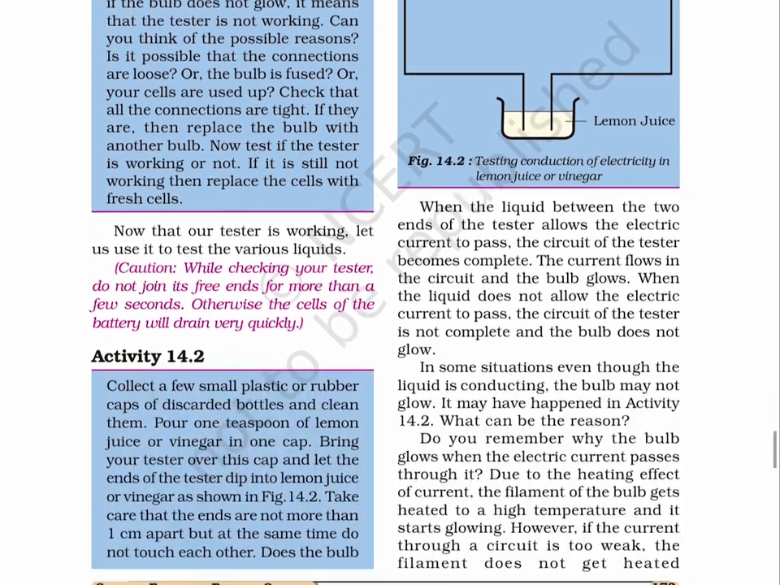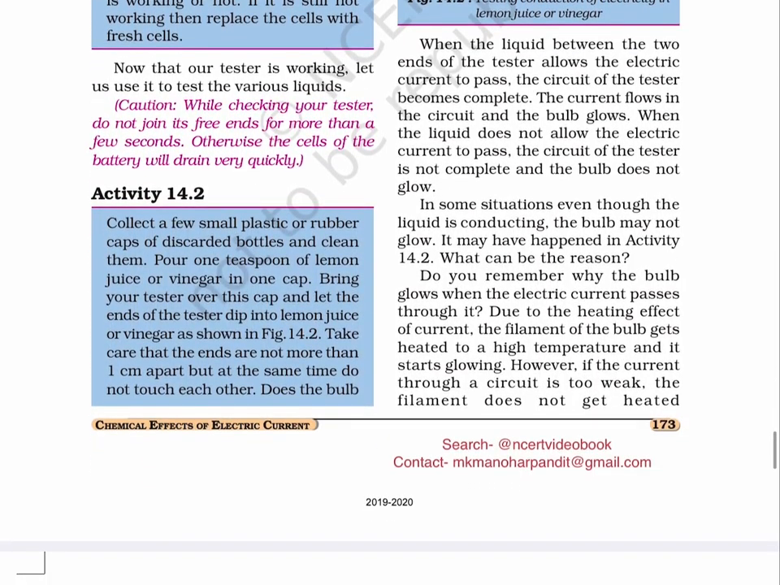When the liquid between the two ends of the tester allows the electric current to pass, the circuit of the tester becomes complete. The current flows in the circuit and the bulb glows. When the liquid does not allow the electric current to pass, the circuit of the tester is not complete and the bulb does not glow. In some situations, even though the liquid is conducting, the bulb may not glow. It may have happened in Activity 14.2. What can be the reason?